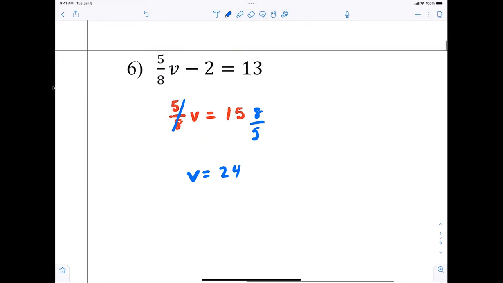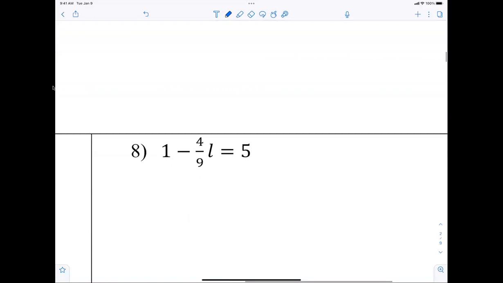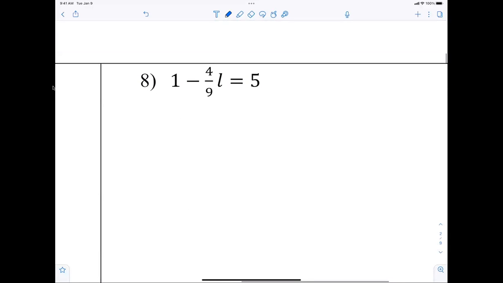Here we go. One last one that's kind of tricky. Now, a lot of people make a mistake and they look at this and say, I have subtracting, so I'm going to add 1. Do I add 1 here? No, because it is a +1. So I subtract 1. So -4/9 L equals 4.